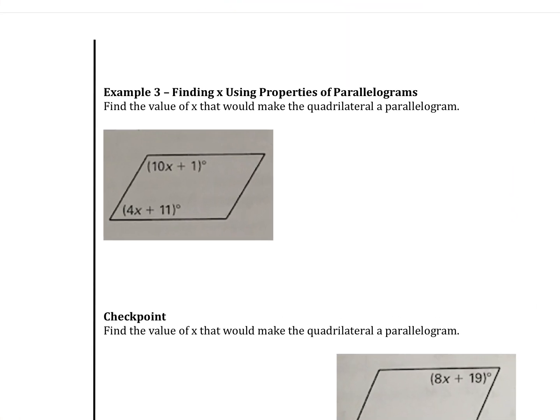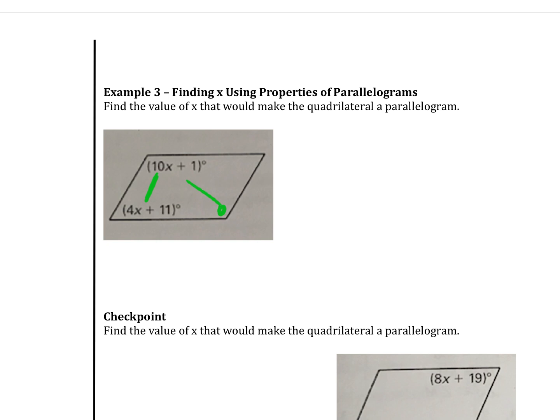Next, using properties of parallelograms. Find the value of x that would make the quadrilateral a parallelogram. So it's kind of the same thing. We're still using properties to solve for x, asking what value of x would make it true. What kind of angles are these? Are these opposite or consecutive? These are consecutive, they're side by side, right? Opposite would be like over here, these two.